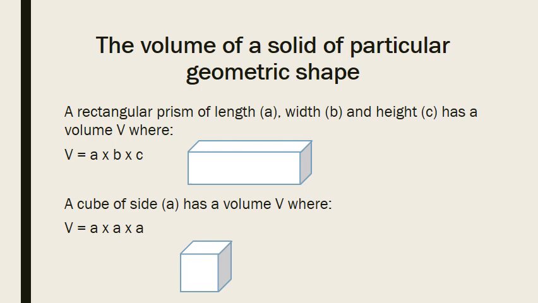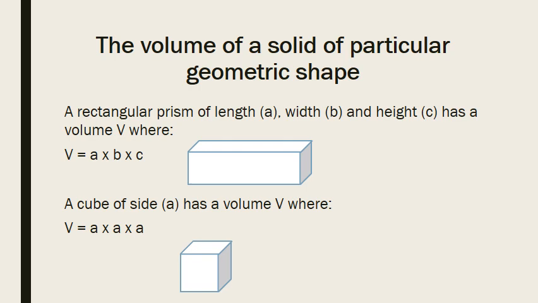We then looked at how to know the volume of a particular geometric shape. So if we've got a rectangular prism or a cube, and we'll later on learn how to do cylinder and sphere, we don't have to put it in water. What we can do is use equations to find out its volume.